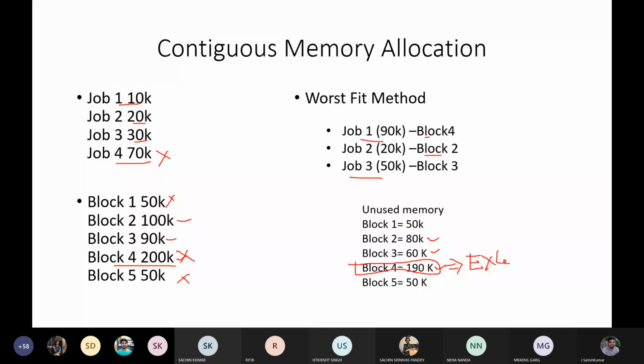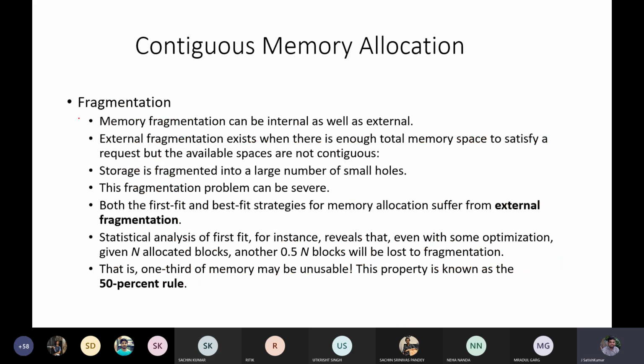This is called the external fragmentation problem. We'll discuss that in the next class, in Thursday's class. Although we have 190K unused, the job of 70K cannot be allocated. This memory space is available, but we still will not be able to allocate it. This is called external fragmentation. We'll discuss this fragmentation in the next class.